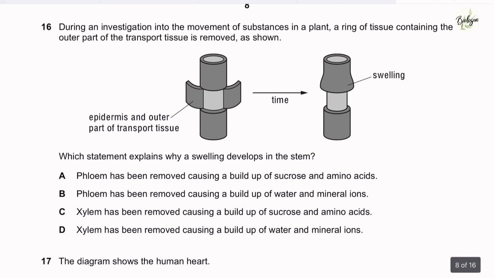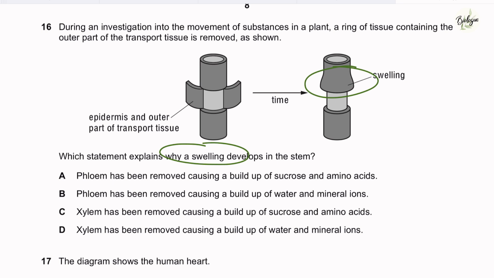Question 16. During an investigation into the movement of substances in a plant, a ring of tissue containing the outer part of the transport tissue is removed as shown. The statement explains why swelling develops in the stem. So why does swelling develop in the top part of the stem? I think recognizing that it's the top part is important. So let's look at each of the options.